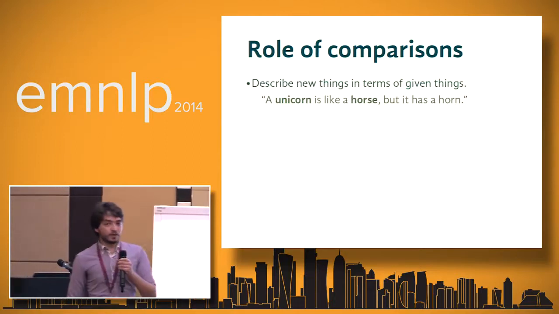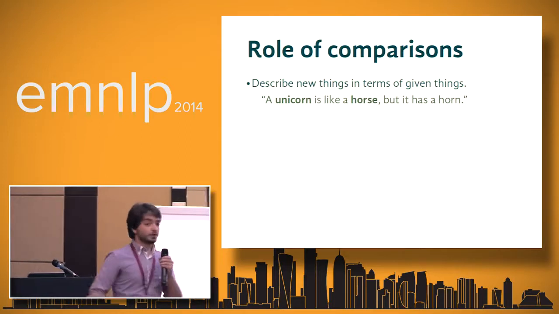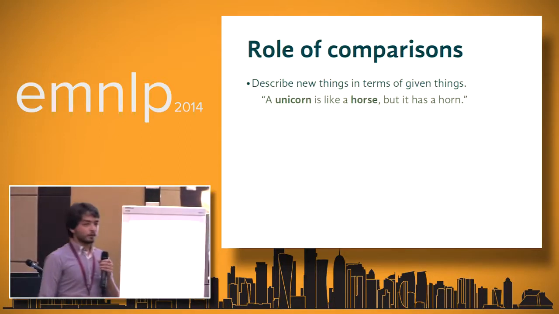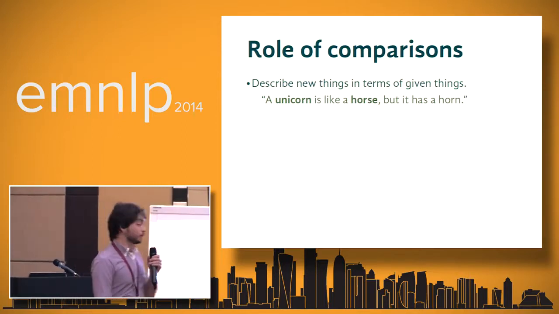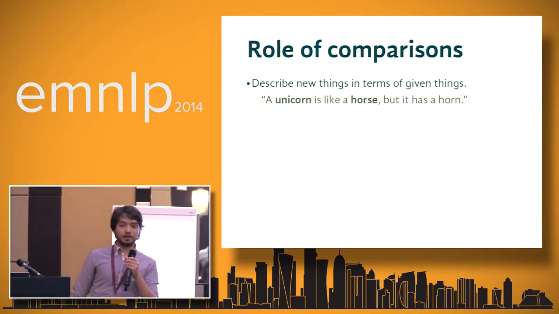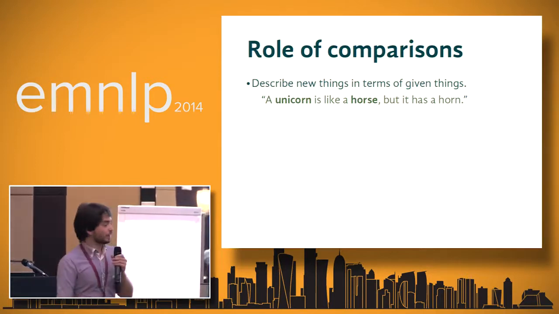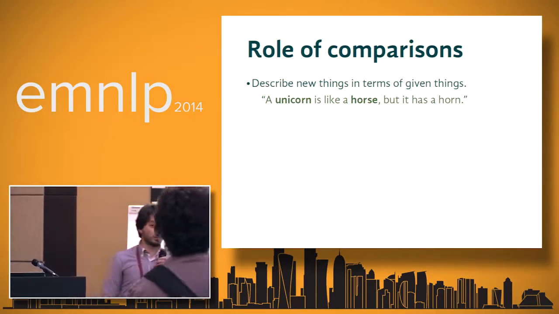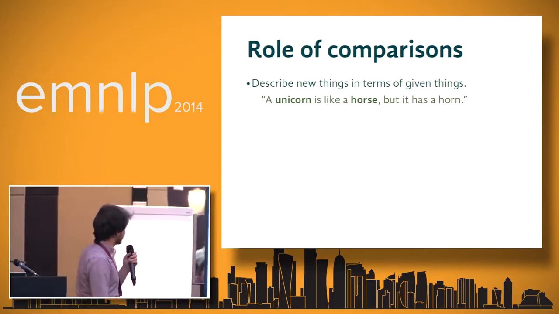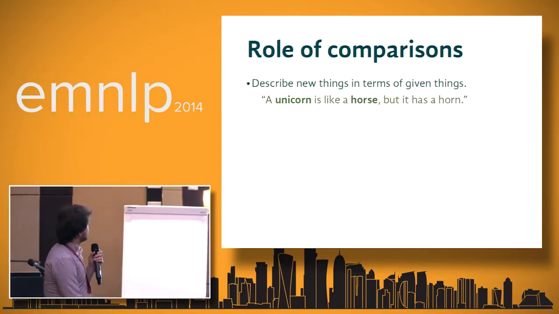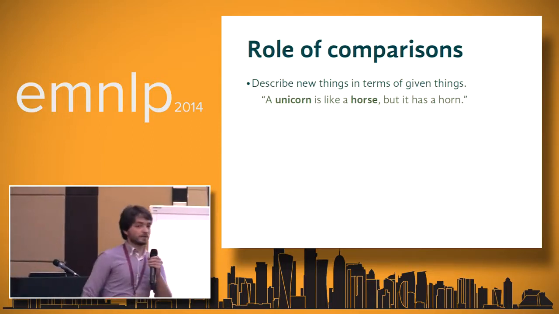Comparisons are something that we use often when we want to describe the new in terms of the given. For example, as a kid, if you don't know what a unicorn is or how a unicorn looks, you might read about it in a children's book and the description might compare it to a horse, because you're more likely to know what a horse is or how a horse looks. And the difference might be specified afterwards.